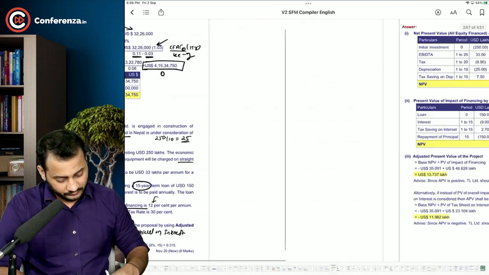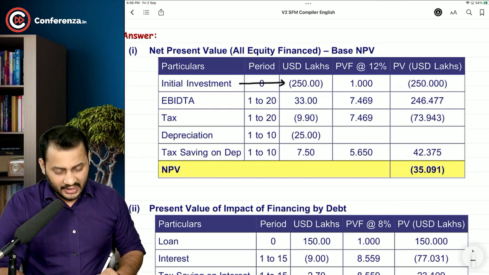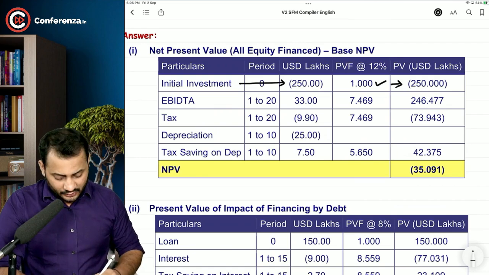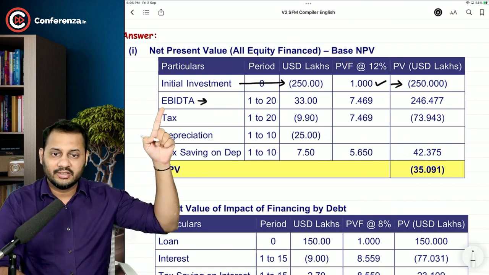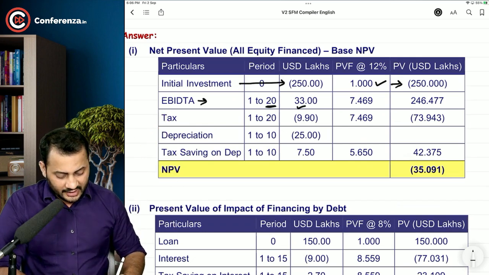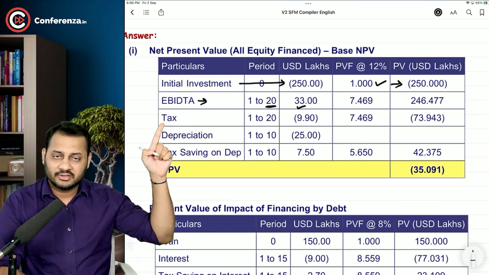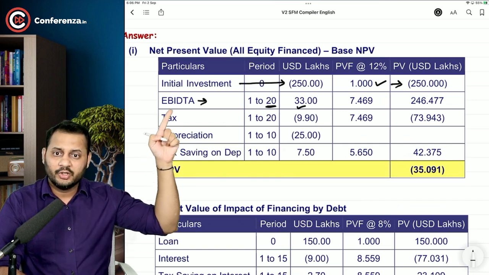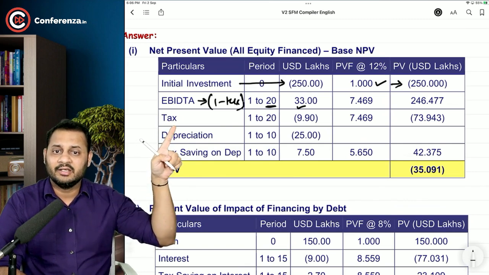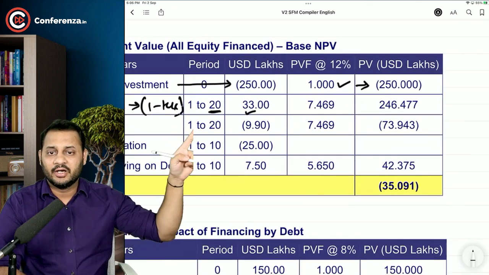So have a look at the answer. It's very simple, sir. First of all, this is the initial investment at time 0. Therefore, the factor is 1 and the outflow is 250 lakhs. And then you are going to earn some EBITDA. You can clearly see there is an EBITDA. This EBITDA will be for 20 years at 33 lakhs. What I want to say is, instead of writing tax in a separate row, you can just write down 1 minus tax here and take the net figure, 33 minus 9.9, on a single row itself. You can save your time in that case, because otherwise everything is the same for 1 to 20 years.